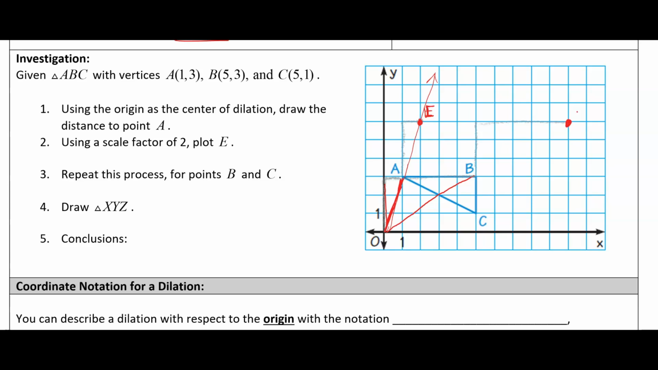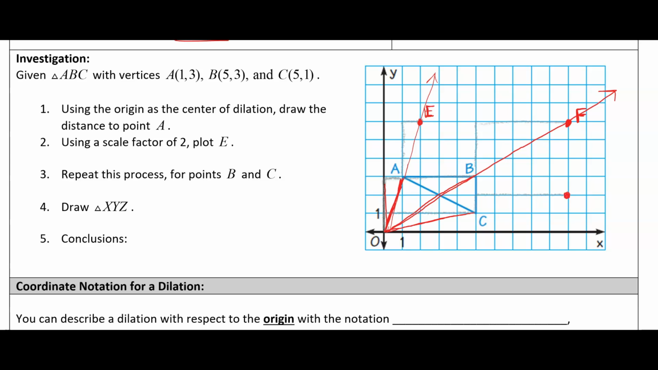So since they started us with E, we will go F. Now, if I extend this line on out, it's going to go through F. And you can see we are dilating from the origin. Now, we need to repeat this process for C. So from C, we're going to draw this line here. And then we're going to count that slope. We go up 1 and 1, 2, 3, 4, 5. Up 1, 1, 2, 3, 4, 5.